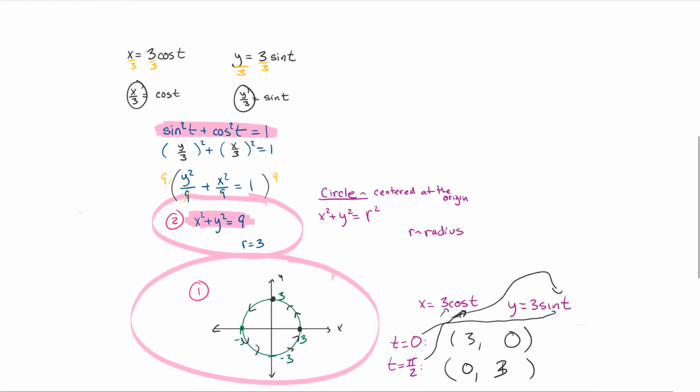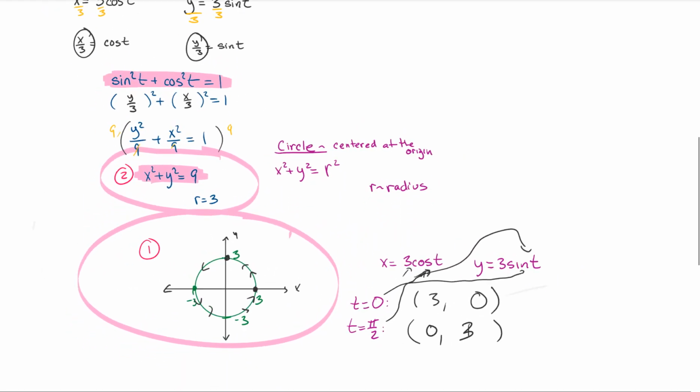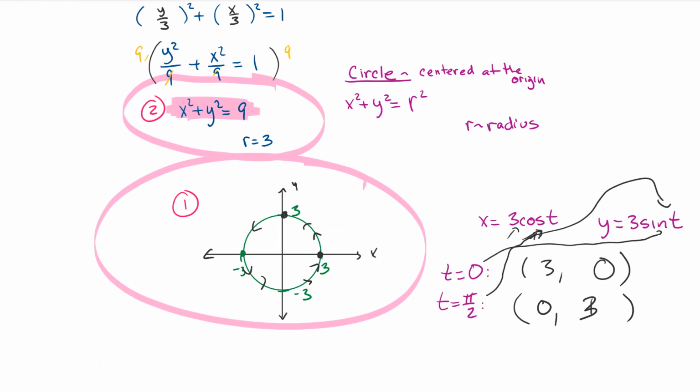And then it asked us to adjust the domain of the rectangular equation. Is there any domain restrictions? In x squared plus y squared equals 9, is there some value of x you're not allowed to plug in? No. If we do this, will you just keep going around and around? Yeah. There's no domain restriction.